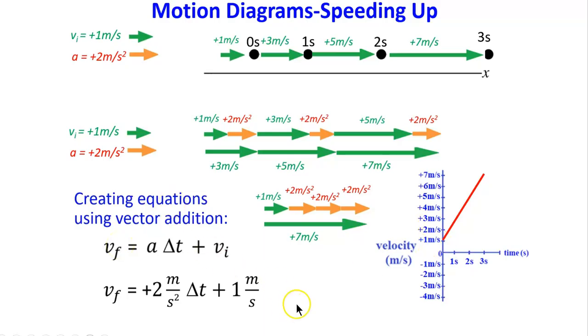So in this case, our initial velocity, or y-intercept, is positive 1. The slope of this line is positive 2 meters per second, positive 2 meters per second velocity for every second, and then time is here. So again, if we pop in 3 seconds here, 3 times 2 is 6, plus 1 is 7, and now we have our final velocity.